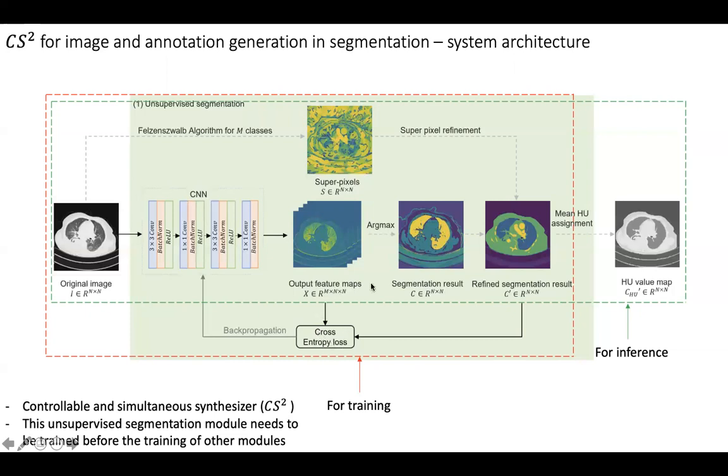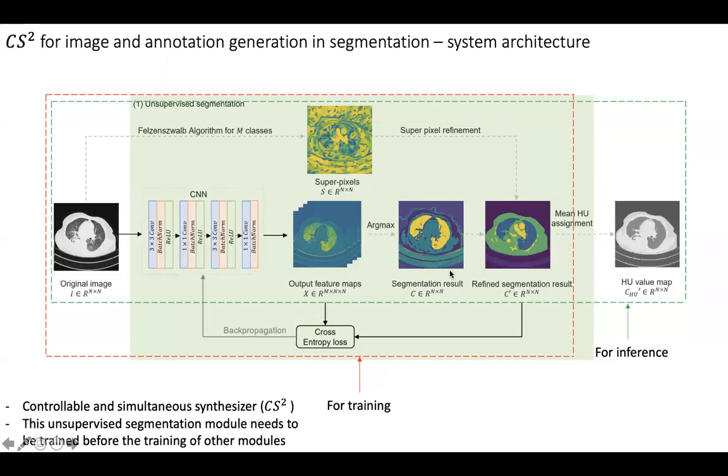and this cross entropy loss will be used to train the whole model. So once the model is trained, we just use the upper half of this flow chart. We don't do the loss calculation anymore. What we do, at inference, for every given image, is we first generate a hue map, generate the superpixel image, and then we get the feature map from the convolutional neural network. We get the segmentation mask, and we get the refined segmentation mask. And this refined segmentation mask will be used to get a hue map with this mean hue assignment approach.